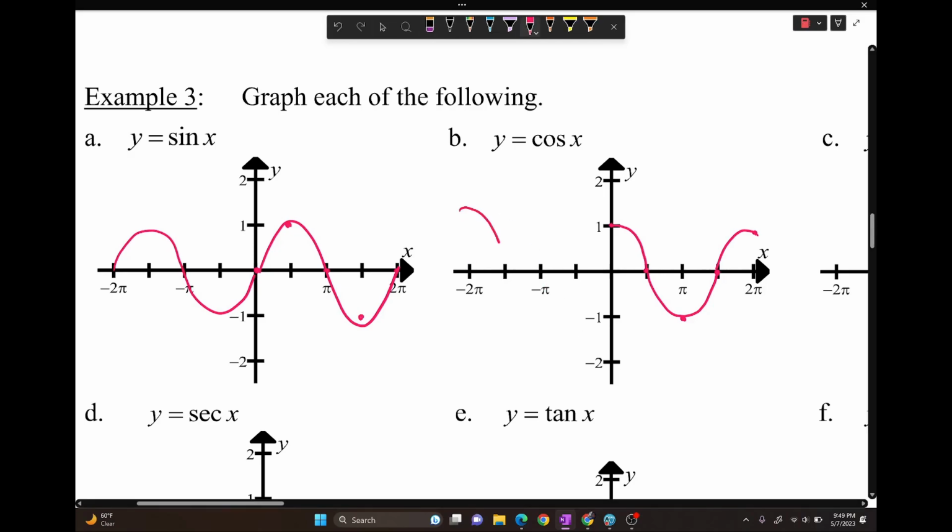This one's kind of harder. There we go. Something like that.